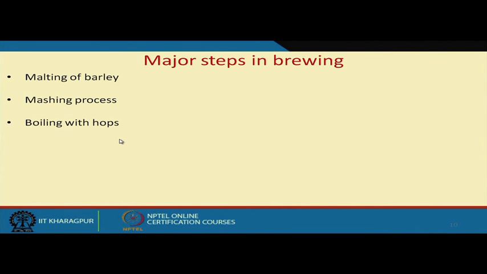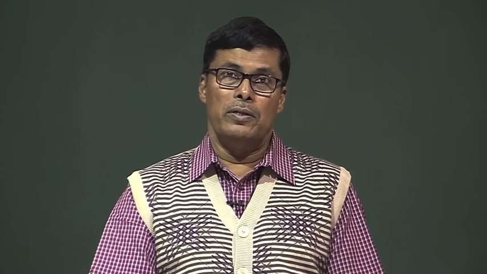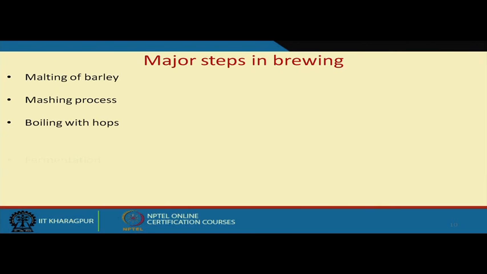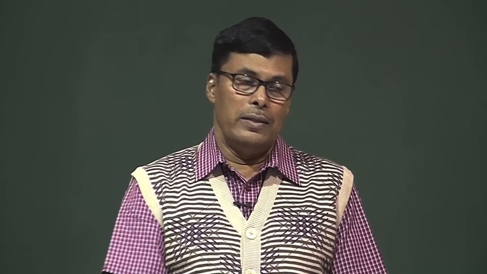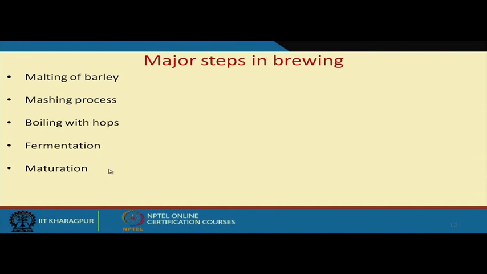Then another step is boiling with hops. I told you hops give the typical characteristics of the beer, so boiling of the hop is a very important step of beer making. Then we have the fermentation process. After this, we cool this material, the wort, and we take it to the fermentation process, where in the presence of yeast cells we produce the alcohol. Then it passes through the maturation process.